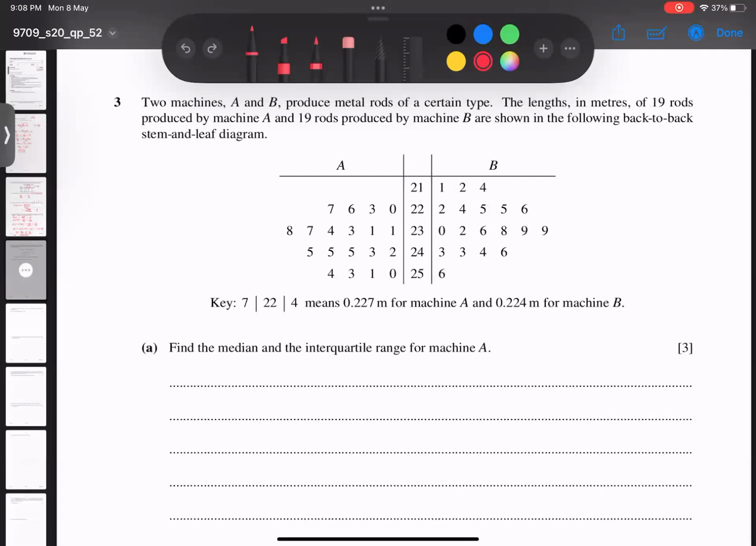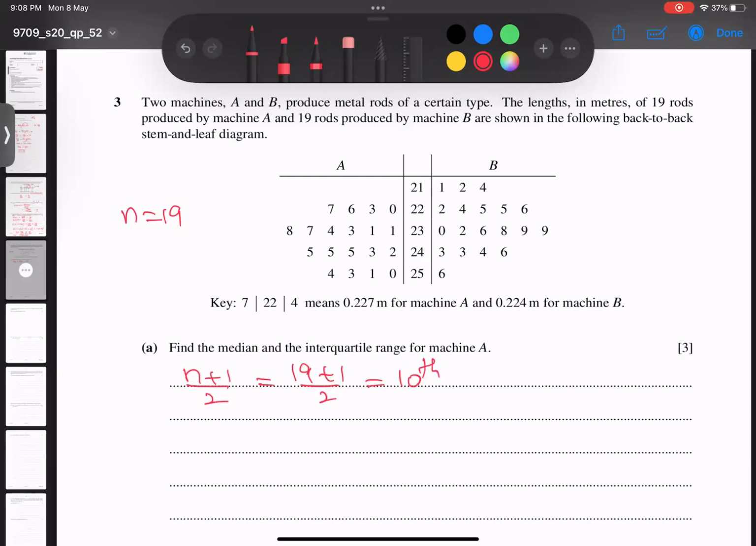Anyway, find the median and interquartile range for machine A, he asked. What is the technique, students? The total number of values we have is 19, so I'm writing n equals 19. n is 19 for both diagrams. What is the median formula? The median position is n plus 1 divided by 2, so 19 plus 1 is 20, divided by 2 gives the 10th term.